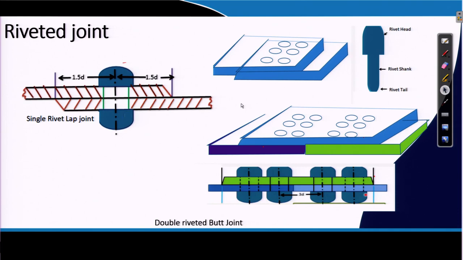Wherever there are huge vibrations, the best way to give a permanent joint is the riveted joint. The riveted joint can be made in two ways. One is called a lap joint, when two plates are just overlapped and then joined. The other is a butt joint. In a butt joint, the green plate and this violet plate are joined end to end. An additional plate is kept over them, and the two rows of rivets are done together.